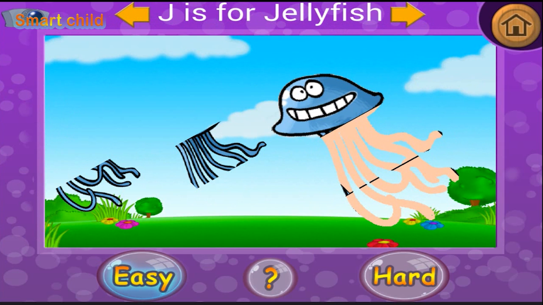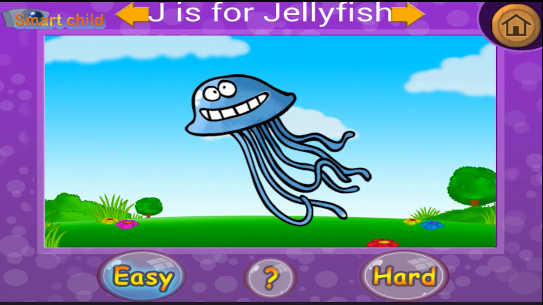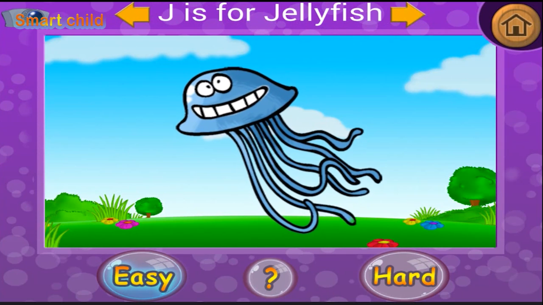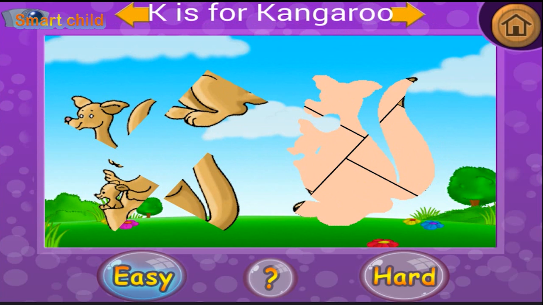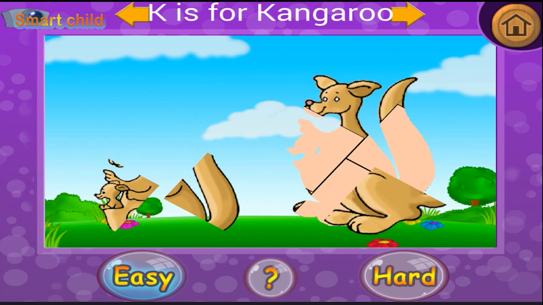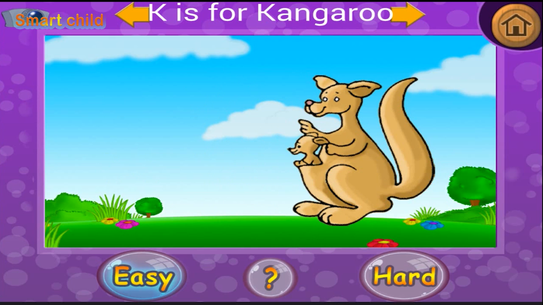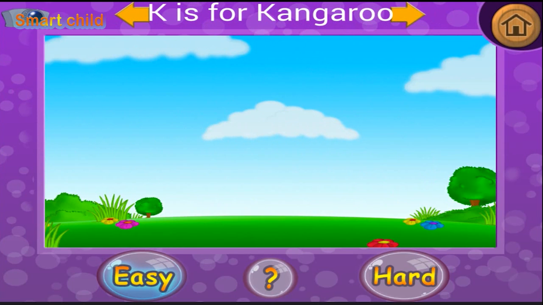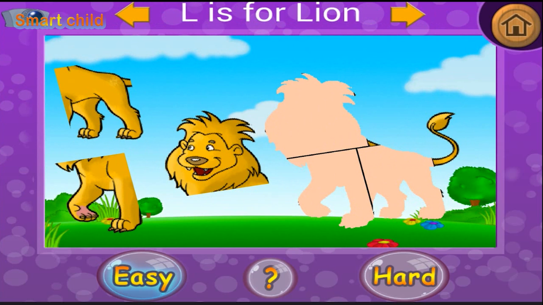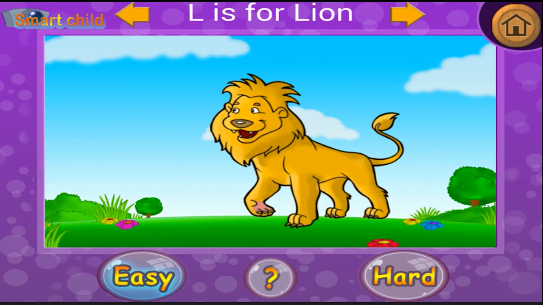J is for jellyfish. Excellent. J is for jellyfish. K is for kangaroo. Right. K is for kangaroo. L is for lion. Wonderful.